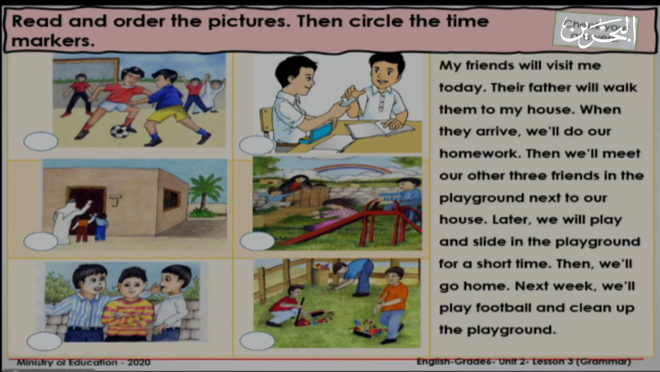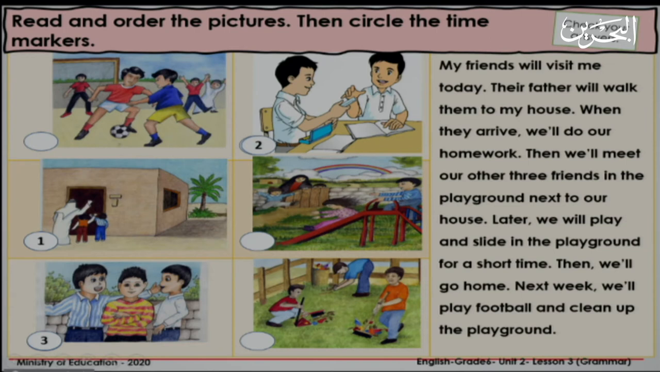Now it's time to check your answers. My friends will visit me today. Their father will walk them to my house. Which picture you think is number one? This is number one. When they arrive, we'll do our homework. Which picture you think is number two? Here is number two. Then we'll meet our other three friends in the playground next to our house. Which picture you think is number three? This is number three.